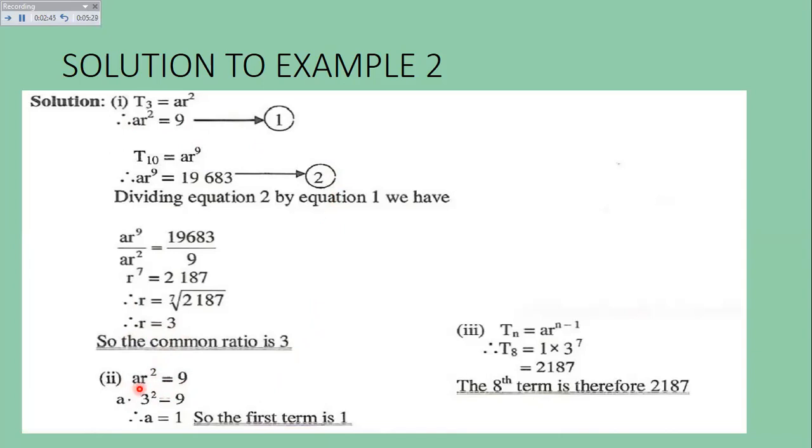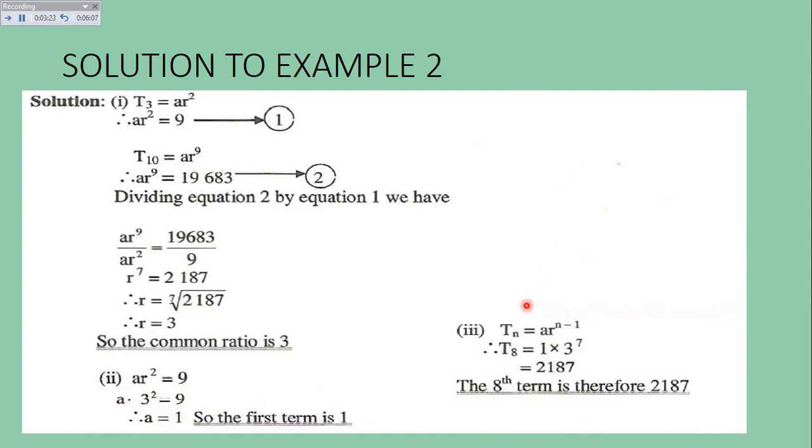So we are saying A times R power 2, which is A times 9, is equal to 9. To remain with A, you divide both sides by 9, and you're going to end up with A as 1. So the first term is 1. Now, if you have the first term as 1, then it is very easy for you to complete the problem and find any term, since you have the first term and the common ratio.